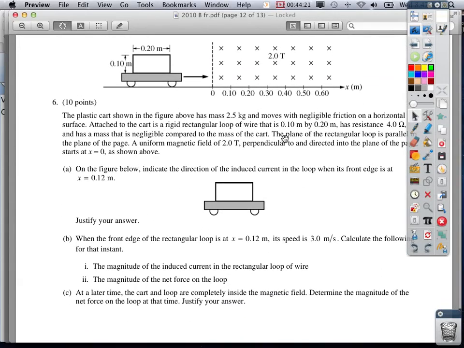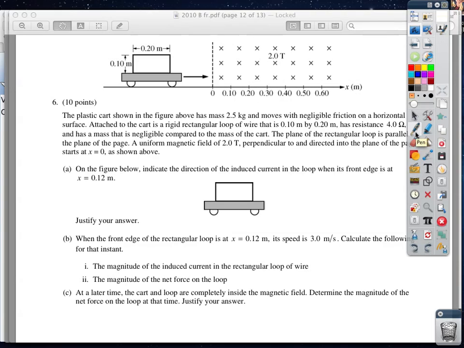All right, so this cart moves. How much more time do we have? 10 minutes? Is that indeed 10 minutes? Or is that barely? All right, so here, this plastic cart is moving towards this.